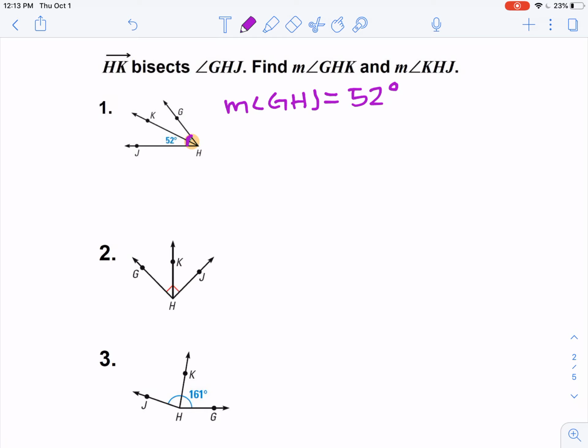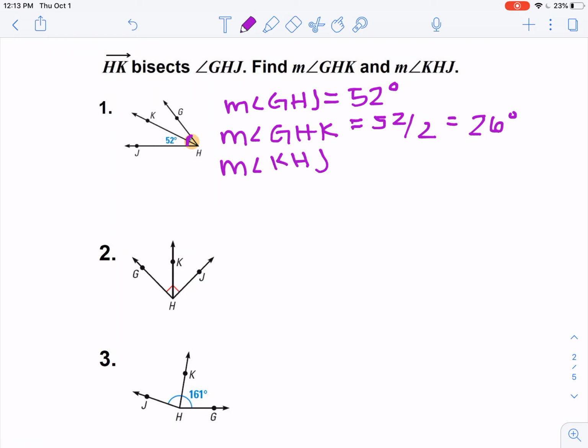And we know that the other ones are half. So the measure of angle GHK is half of 52. So 52 divided by 2, which equals 26 degrees. We also know that the measure of angle KHJ, that one right there, would also be half of it. So that would also be 26 degrees. We're just cutting stuff in half right now.